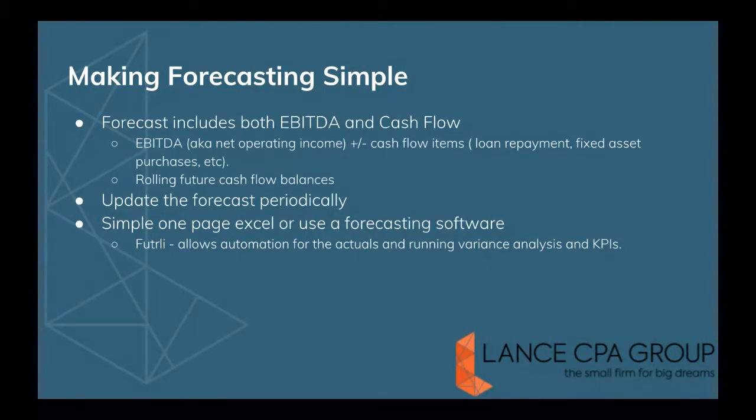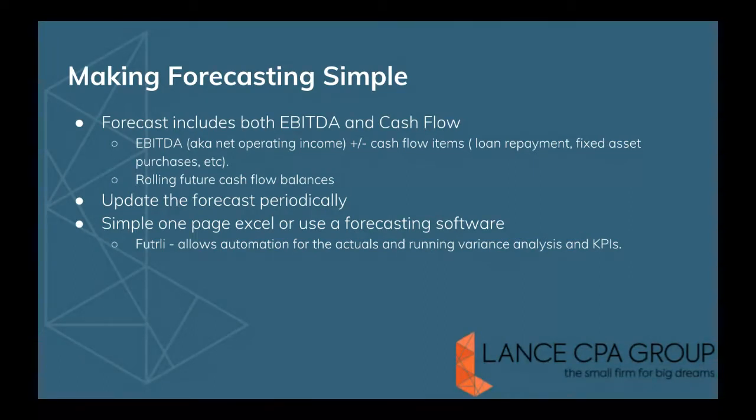So the way we like to do forecasts is show what our EBITDA is, or net operating income is, and then other cash flow items. So loan repayment, both the principal and interest side of it. If we're buying fixed assets from operations, we want to show that. If we want to show loan income coming in, we want to show that stuff, or other cash items that aren't being picked up in our net operating income.